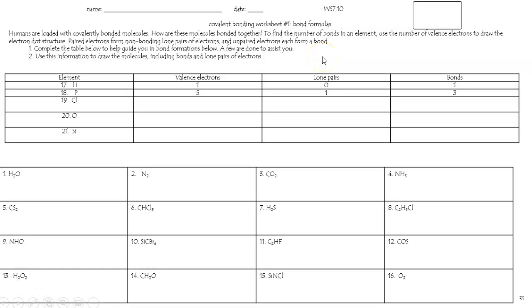Dr. B here. It's time for worksheet 7.10. This is the covalent bonding worksheet number 1, where we're working on bond formulas.